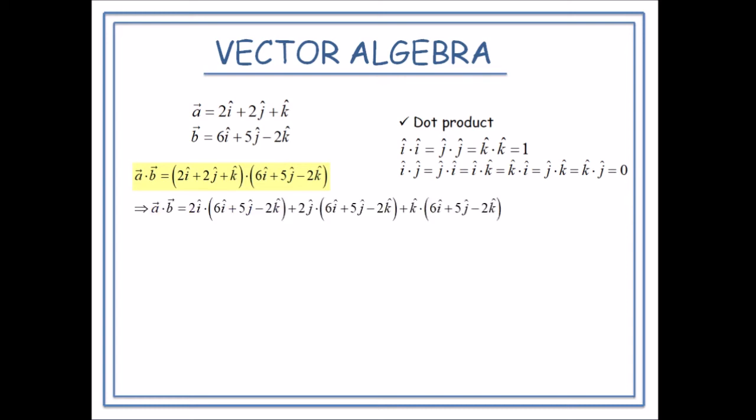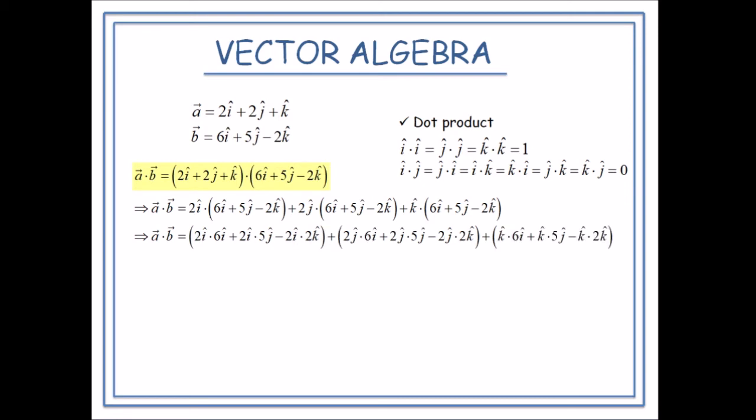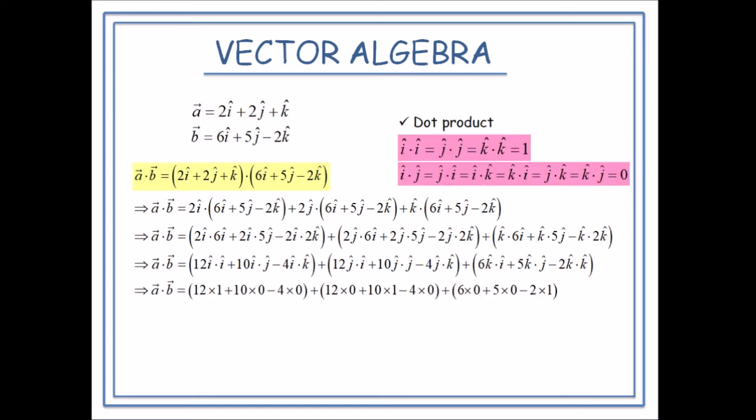So we get this, and similarly we get the other two terms. So this implies we get 2 i cap dot 6 i cap and similarly the other terms. So after this we get 12 i cap dot i cap and similarly the other terms. Alright, so this part was easy. Now you can see the pink highlighted two properties. With the help of these two properties, we are going to substitute i cap dot i cap equals to 1 and similarly the other terms.